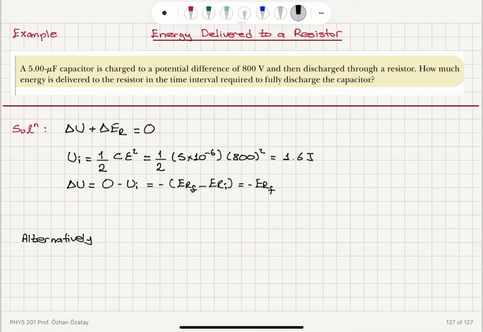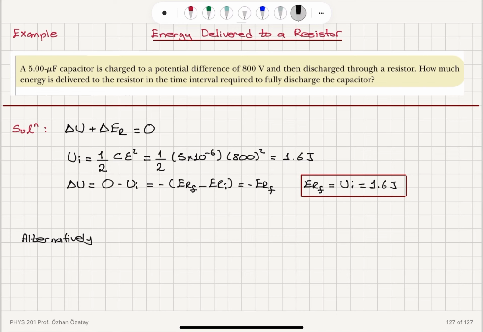So you can see that this is basically the energy dissipated in the resistor that's going to heat. So the amount of heating in the resistor is equal to the initial potential energy of the capacitor, which is 1.6 joules. That is the amount of energy delivered to the resistor, and it will be turned into internal heating. Okay. Now there's an alternative approach.